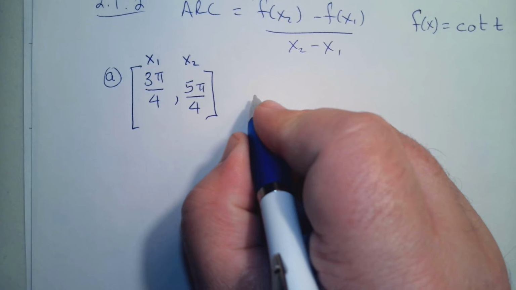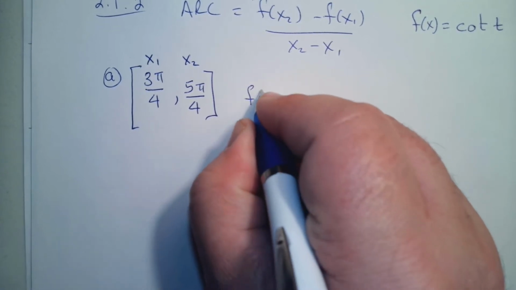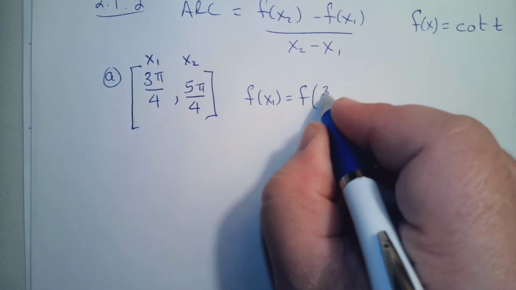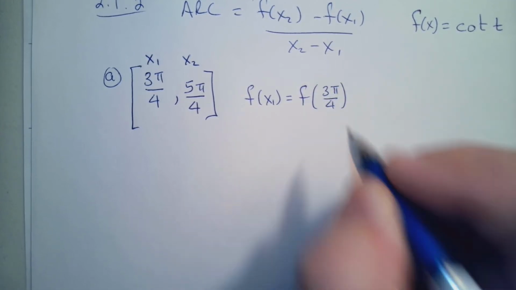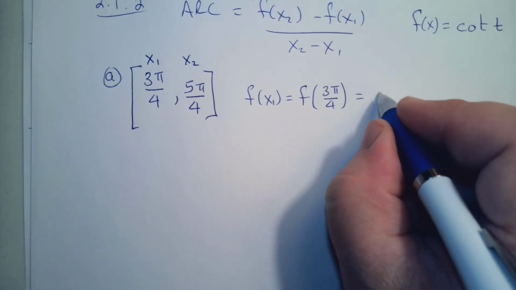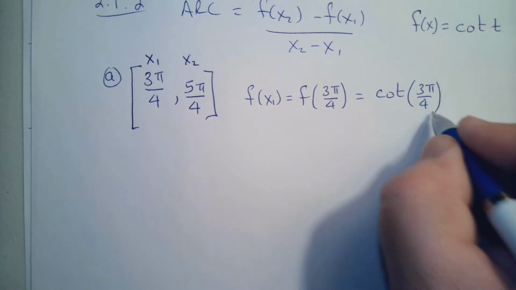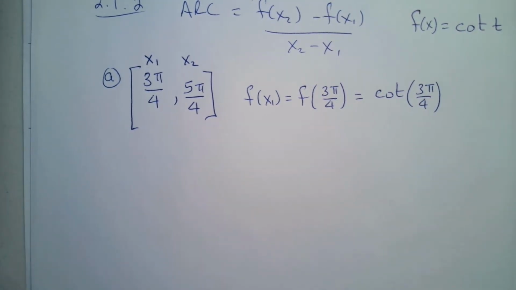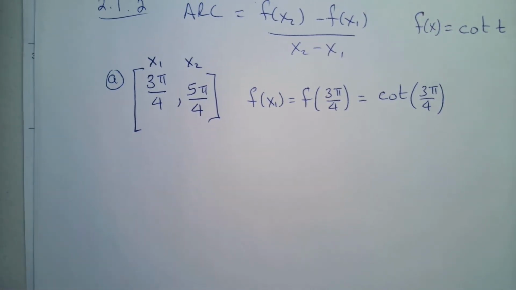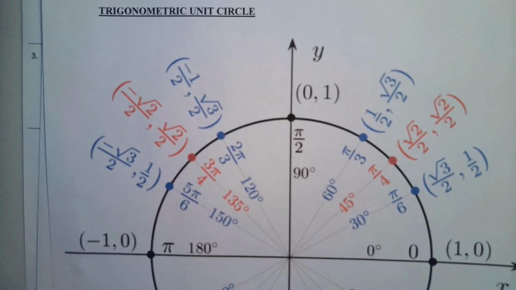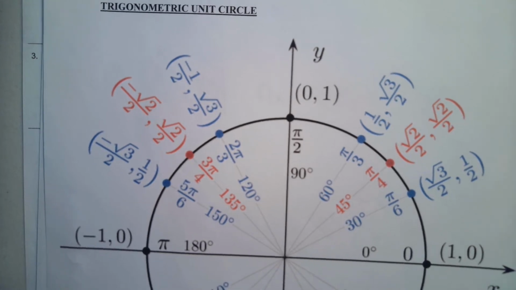So for the average rate of change, we have to find f of x1, which is f of 3 pi over 4, which is the cotangent of 3 pi over 4. Now I have, where I put these charts. Where did I put those charts? Oh, they're there. And you'll have this also in your email.